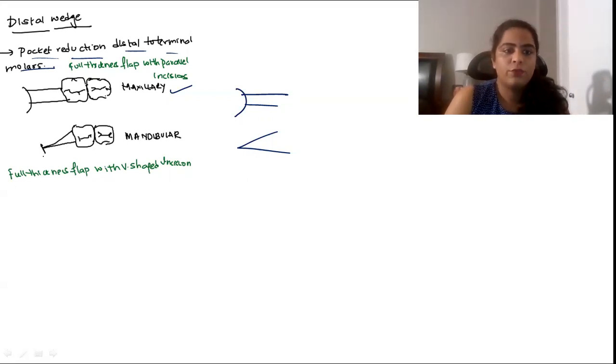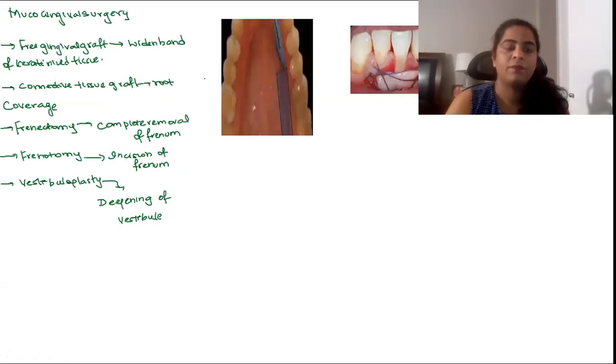Okay, so full thickness flap with V-shaped incision can be seen in this mandibular picture, whereas in maxillary, you make sure that you give parallel incisions. Now coming to mucogingival surgery.